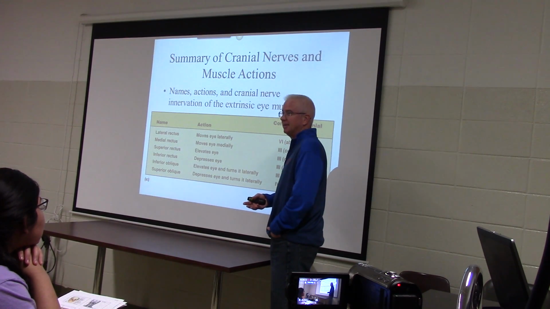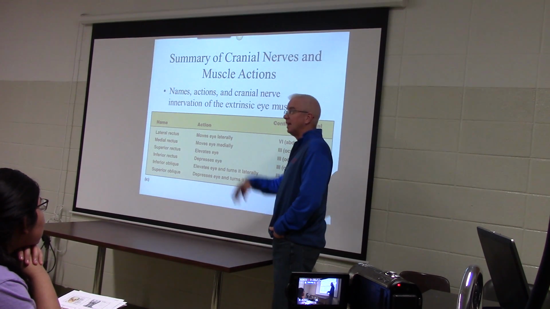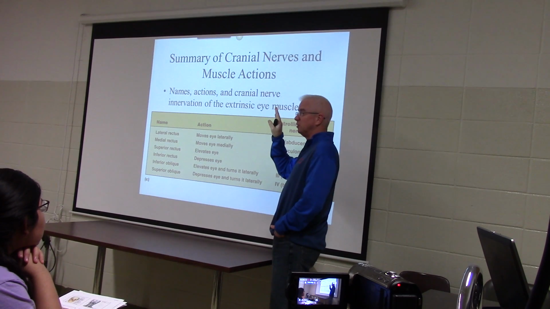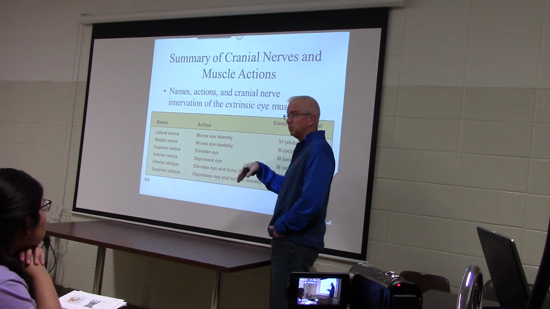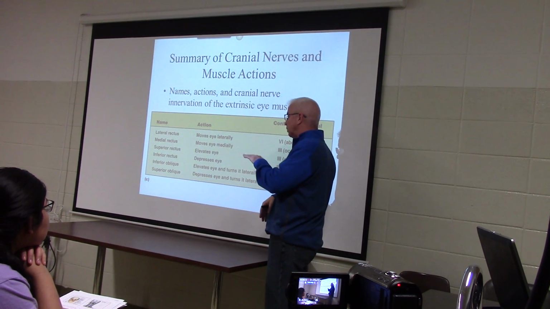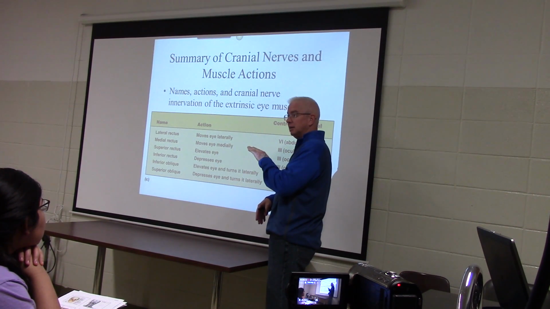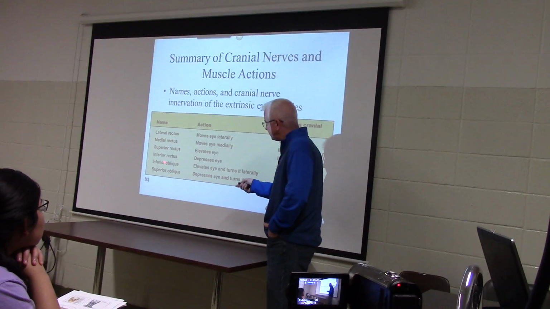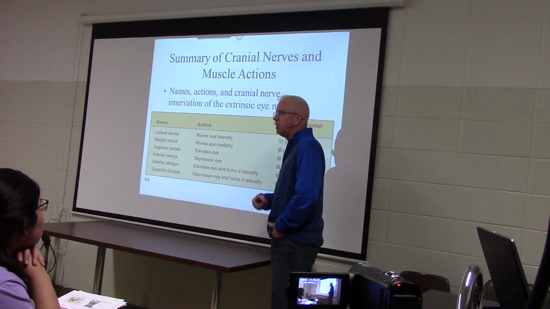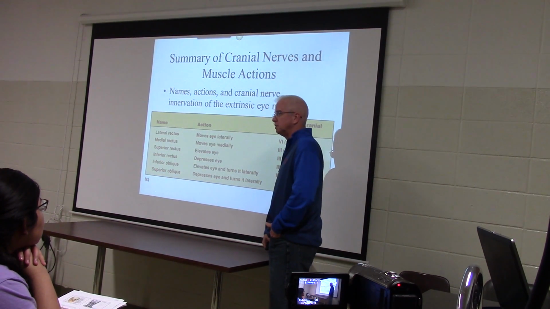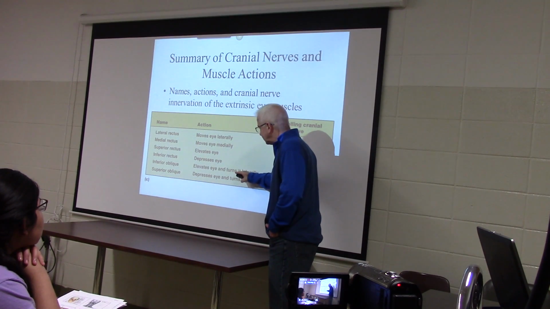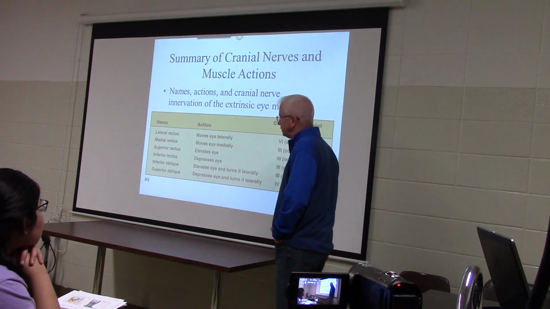It's opposite. The superior rectus elevates the eye, but the superior oblique depresses it. The inferior rectus depresses the eye, but the inferior oblique raises it. So it's just the opposite of its name. The obliques move the eyes opposite their names. Inferior oblique elevates and turns the eye laterally, superior oblique depresses and turns the eye laterally.